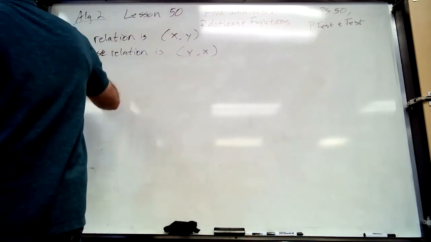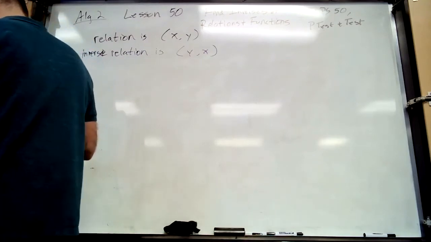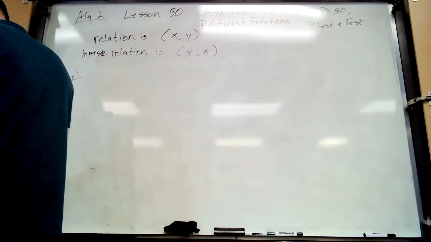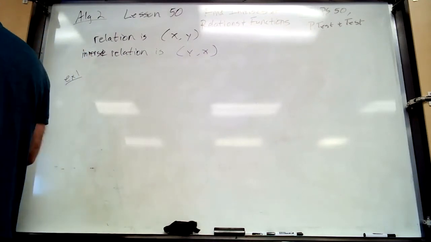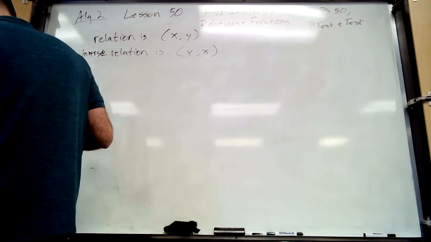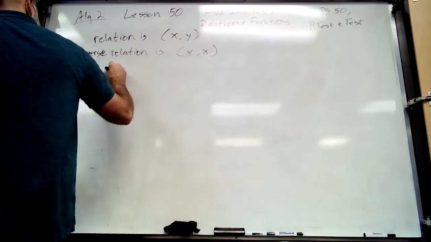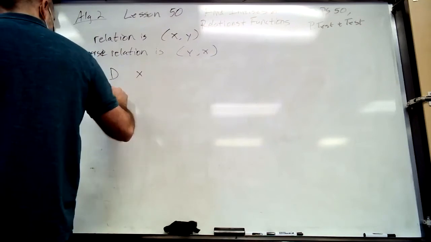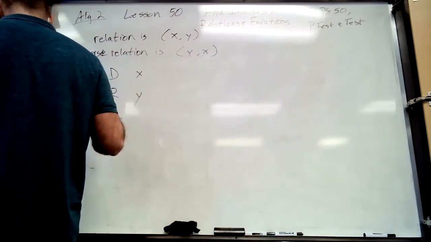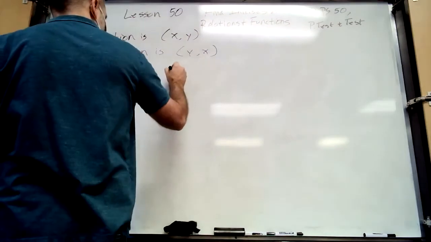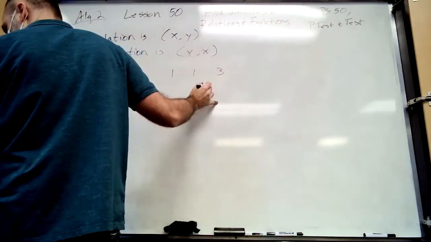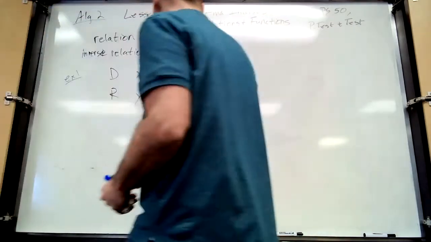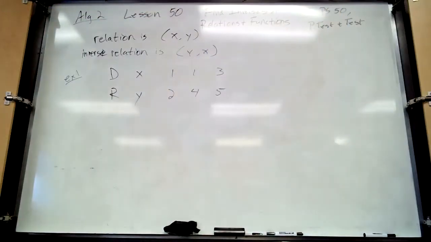So the first example says, describe this relation. Basically, you're going to tell me if it's a function or not. Okay? So find the inverse. So here, let's see. The domain is x and the range is y. So if I got (1, 1), (3, 2), (4, 5). Is this a function?